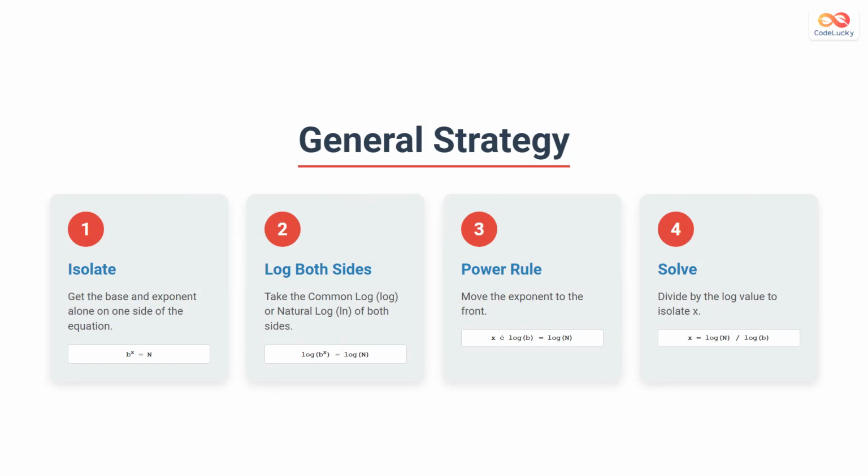Here is the 4-step strategy we will use for every problem. Step 1, isolate the exponential part. Step 2, take the log of both sides. Step 3, use the power rule to bring the x down. And step 4, divide to solve for x. It is a consistent process that always works.